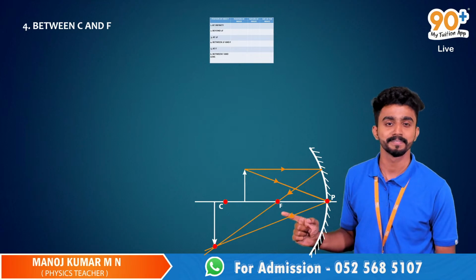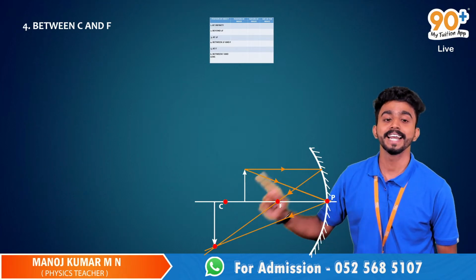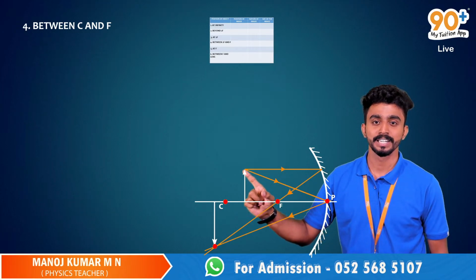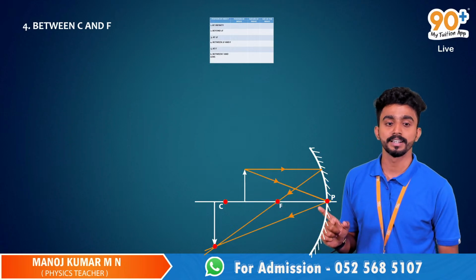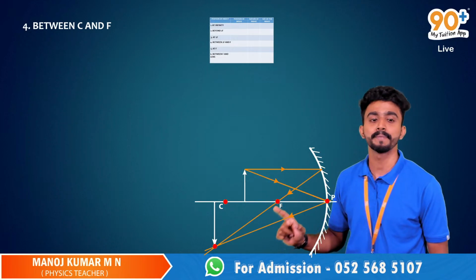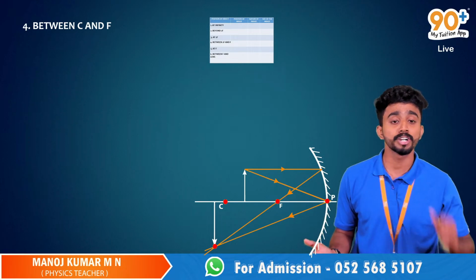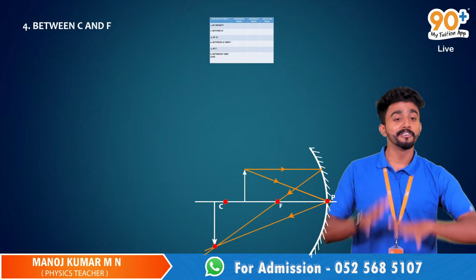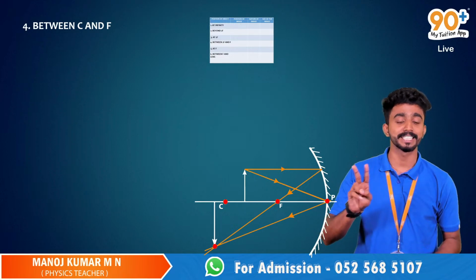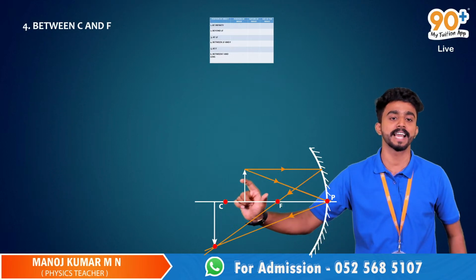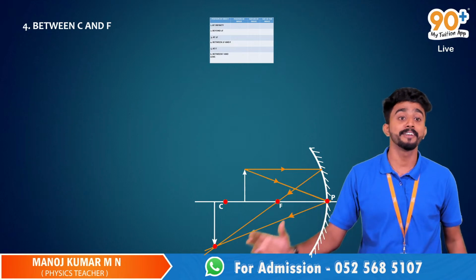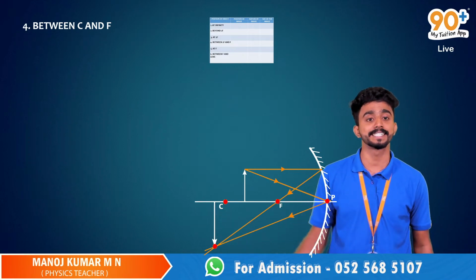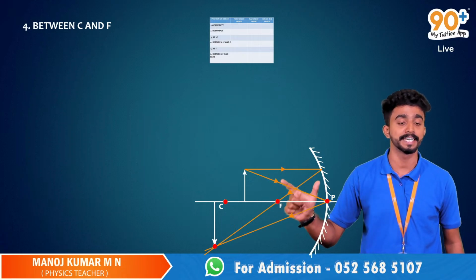Can you see, guys? Now the next ray which we are considering, which is incident on the pole, will reflect back making the same angle with respect to the principal axis. You will be thinking, in the previous case also we considered two incident rays, one parallel to the principal axis and one incident on the pole. Why is the image not formed at C? In the previous case it was the same, right?